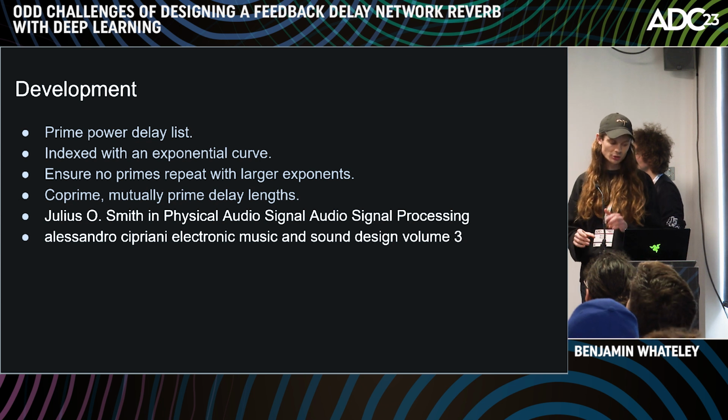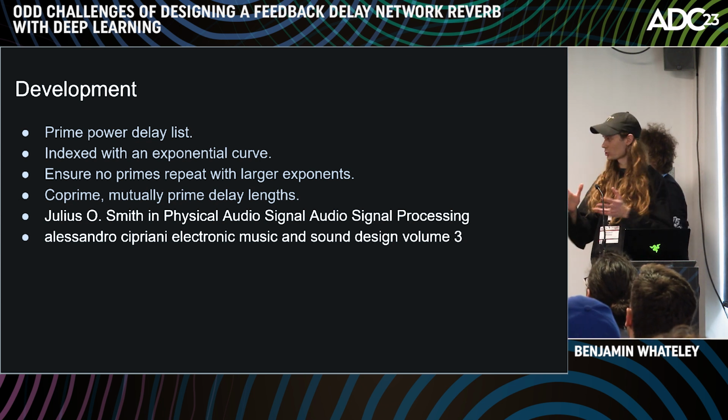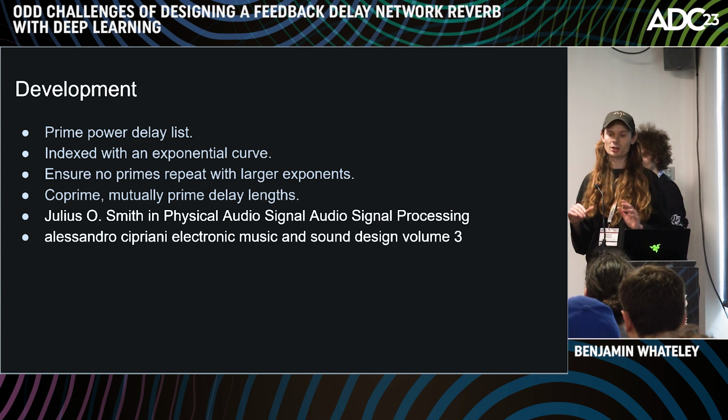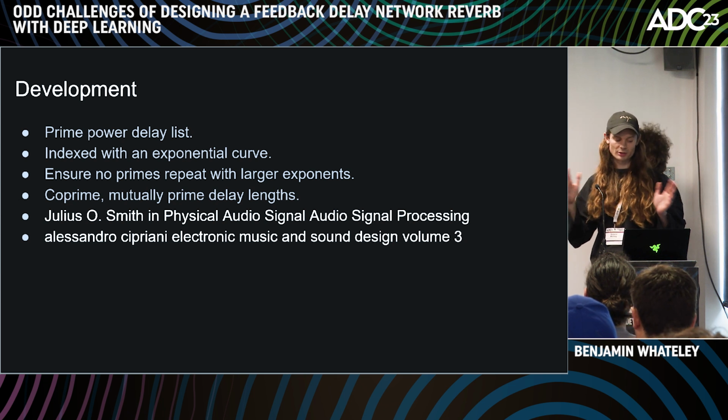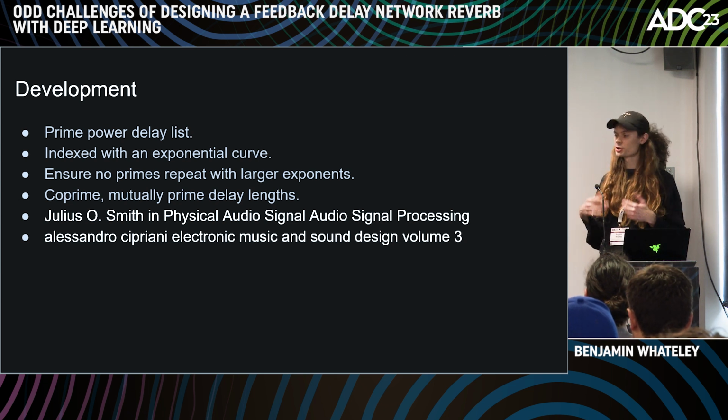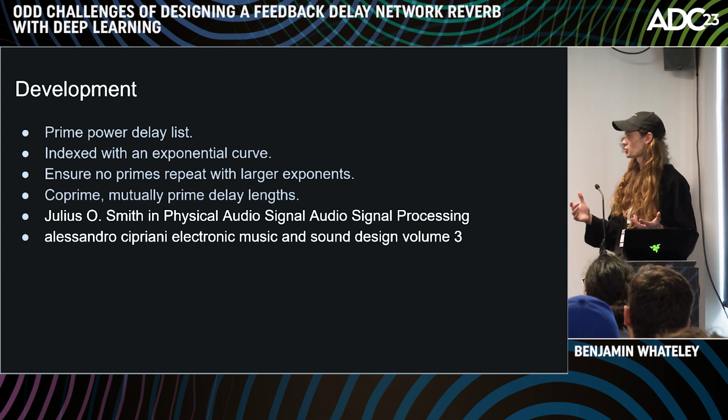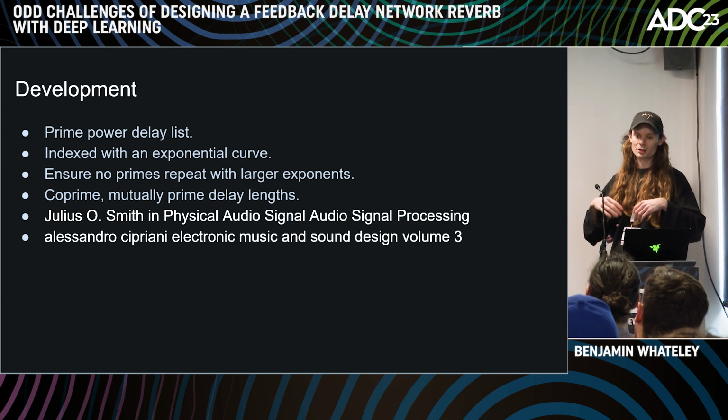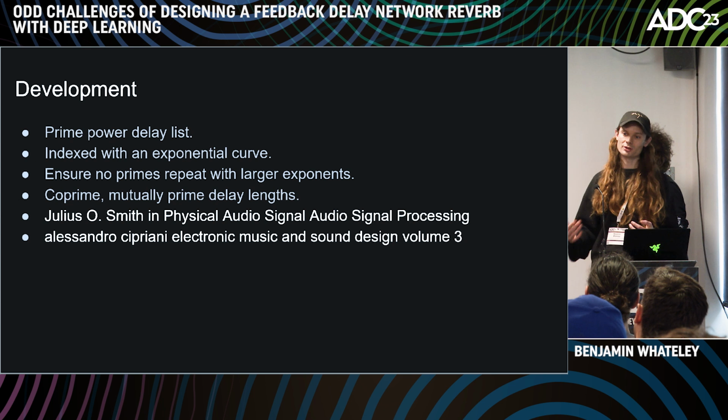And then this exponential list is co-prime, which is really useful because it means that you can squash and shrink the delay times but each delay line will still be mutually prime. We want them to be mutually prime in order for it to be less likely that you will end up with repeating reflections.